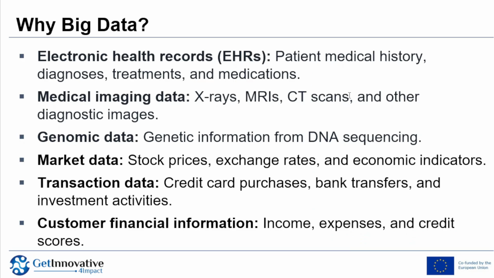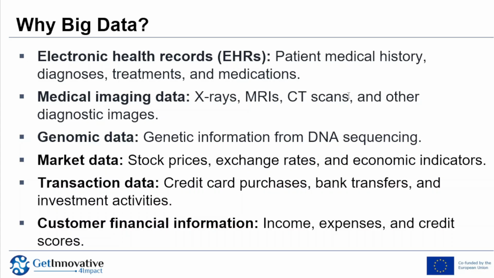So there are several types of big data that are being monitored. That is the electronic health records, abbreviated as EHRs, that include patient medical history, diagnosis, treatments, and medications. The medical imaging data would include X-rays, MRIs, CT scans, and other diagnostic images. The genomic data includes genetic information from DNA sequencing.